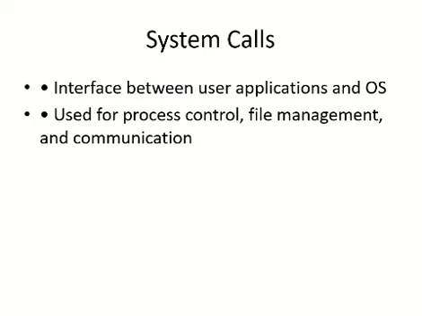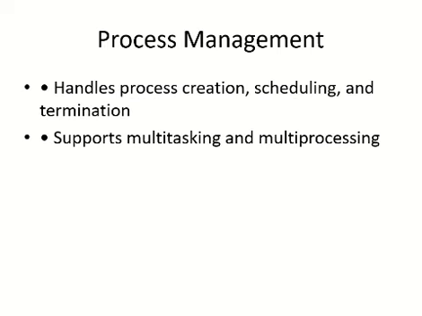System call. A system call is an interface between the application and the OS, the operating system. It is used for process control, file management and communication. There are 3 types of system calls. Now let me explain the 3 types.